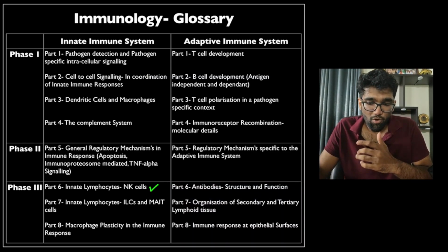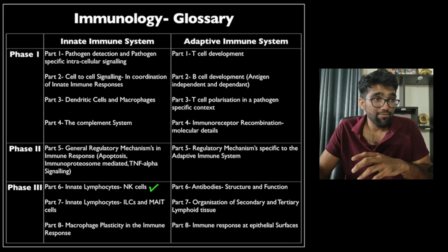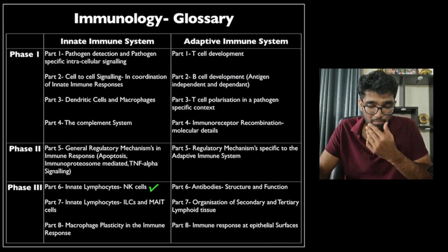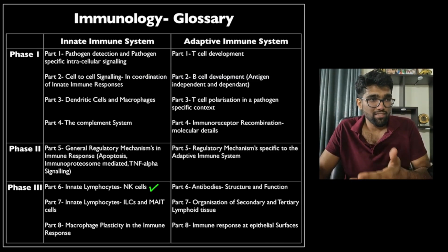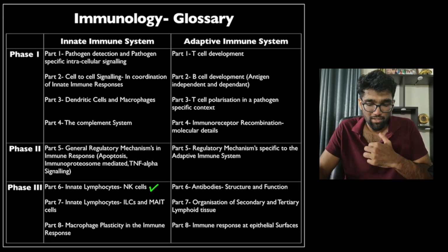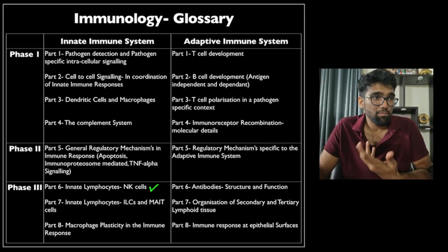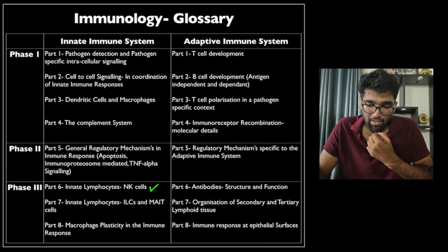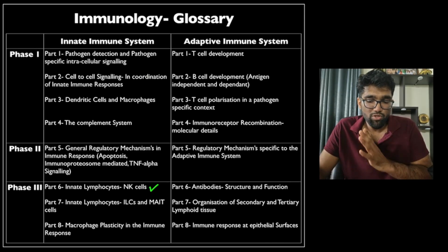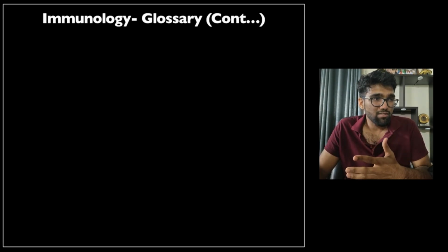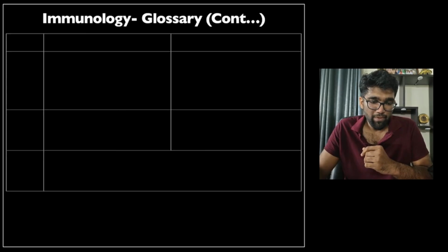Then we'll talk about organization of secondary and tertiary lymphoid organs, and immediately after this, I'll be uploading a series of talks on the structure of the immune system before we get into all of this. So you'll understand what are primary, secondary, and tertiary lymphoid organs. Then we'll talk about, in part 8 of the adaptive immune system, immune responses at epithelial surfaces. So in this way, I'll cover the immune system quite deeply.